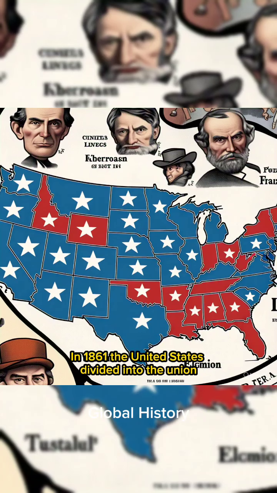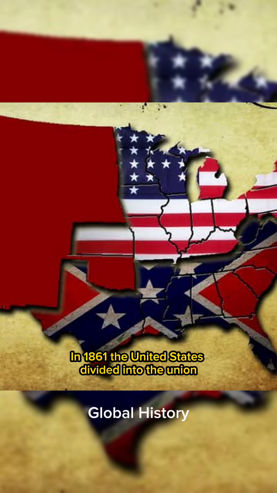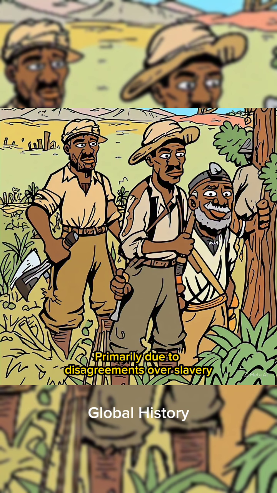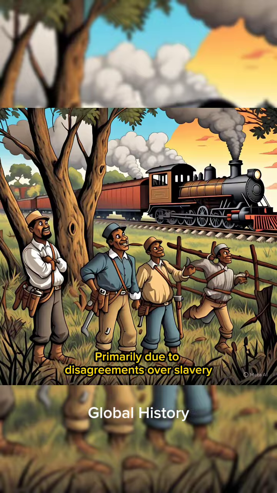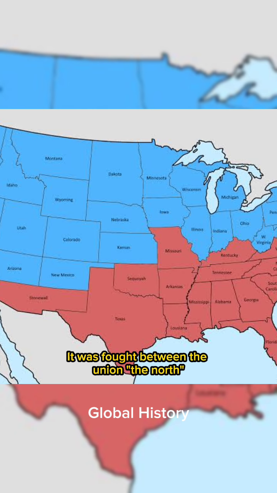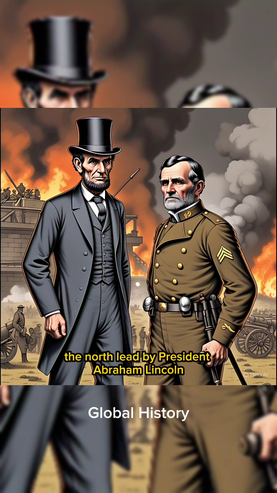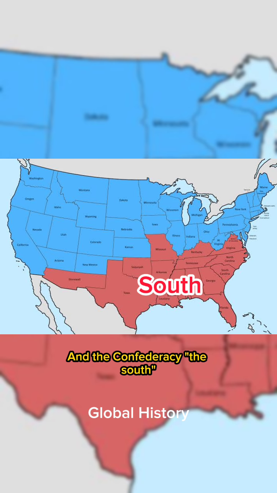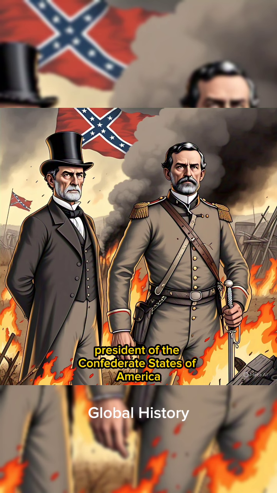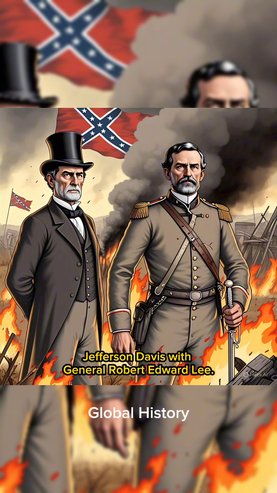In 1861, the United States divided into the Union and the Confederacy, primarily due to disagreements over slavery and states' rights. It was fought between the Union, the North, led by President Abraham Lincoln, with General Ulysses S. Grant, and the Confederacy, the South, led by first and only President of the Confederate States of America, Jefferson Davis, with General Robert Edward Lee.